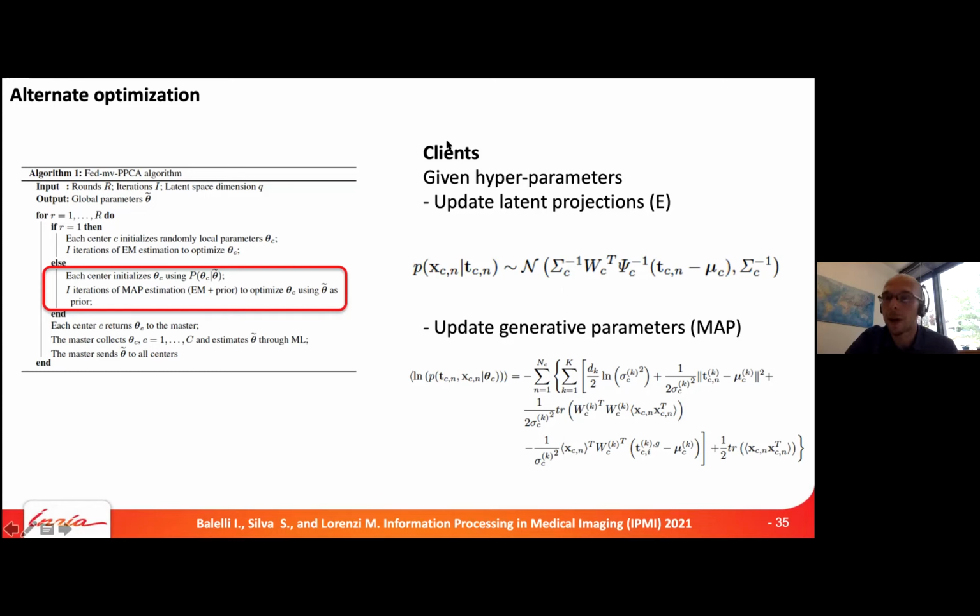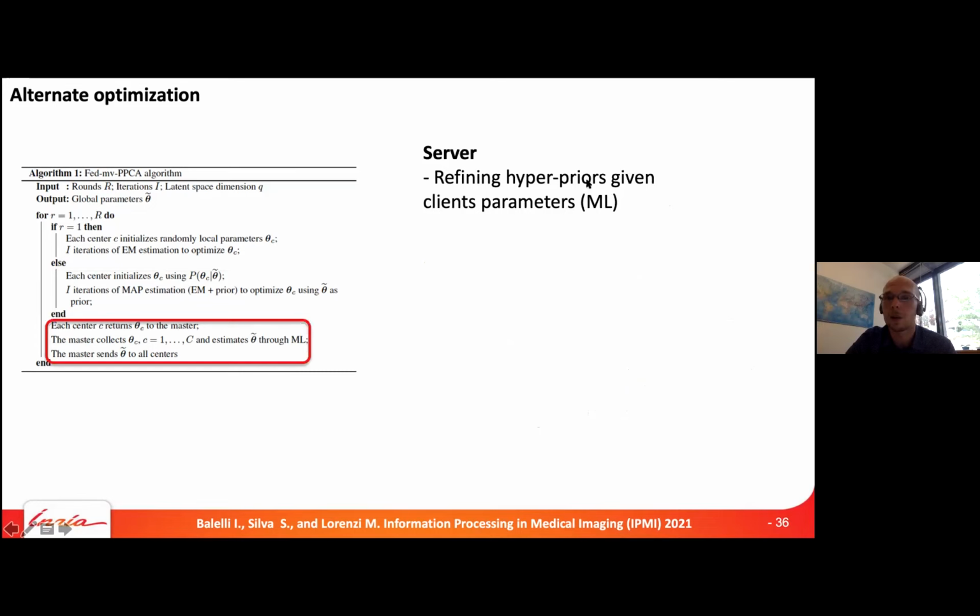Once we have optimized everything, we can send all the parameters to the server to refine the hyperpriors, to account for all this global variability of the parameters. So we also have an estimation of the variability of the problem across all the clients. And that's the idea.